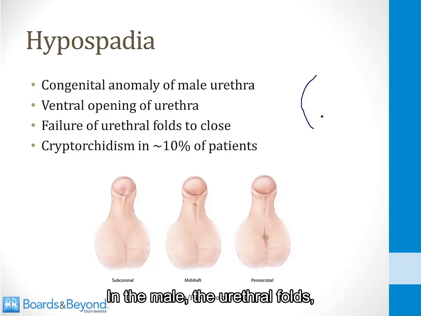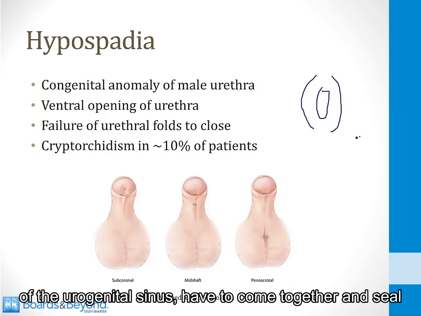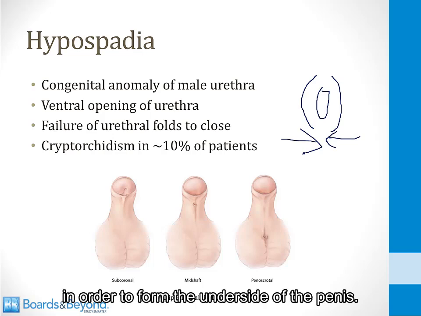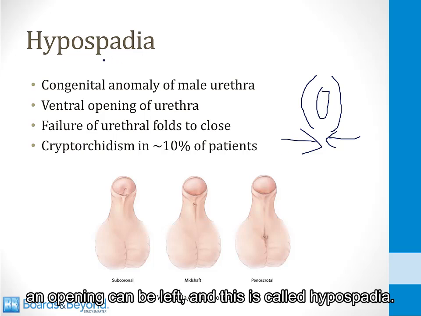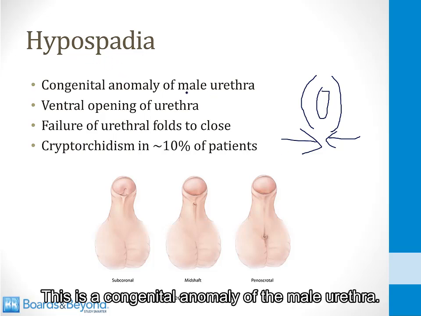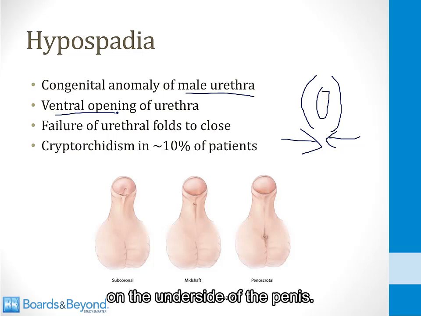In the male, the urethral folds, which are located on the outside of that opening, the urogenital sinus, have to come together and seal in order to form the underside of the penis. If they don't come together normally, an opening can be left, and this is called hypospadia. This is a congenital anomaly of the male urethra. It's a ventral opening of the urethra, meaning an opening of the urethra on the underside of the penis.